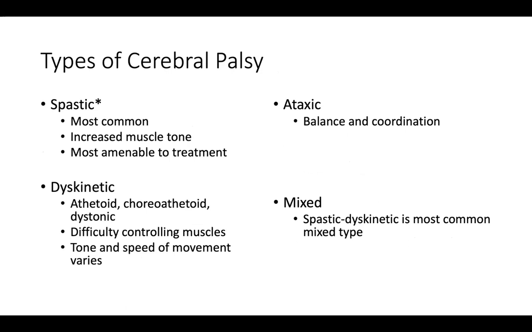There are four types of cerebral palsy. Spastic is the most common, and that's what we're going to focus mostly on this morning. These patients have increased muscle tone, which leads to muscle imbalances. Dyskinetic CP is difficult to treat, and these patients have a hard time controlling and coordinating their muscle movement. So they may have variable tone and speed of their movement. They may have rapid and jerky movements at some times, and then slow writhing movement patterns as well. And again, that's difficult to treat. And then ataxic, these patients have difficulty with balance and coordination. And then mixed is any combination of the other types, with spastic-dyskinetic being the most common.